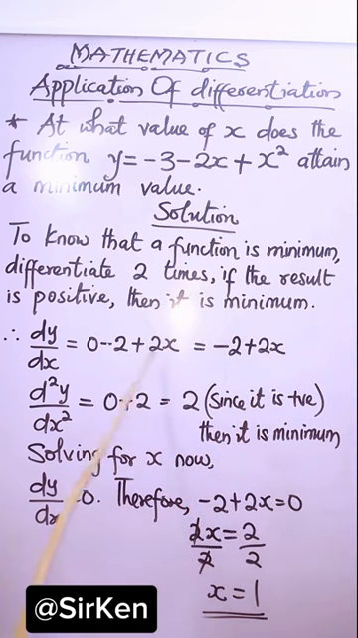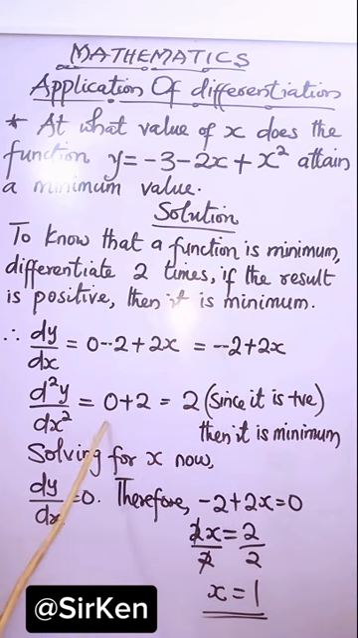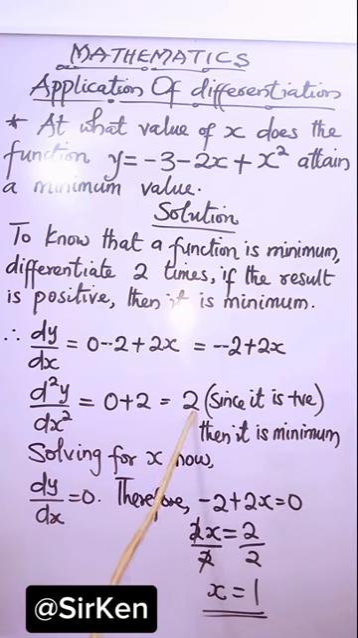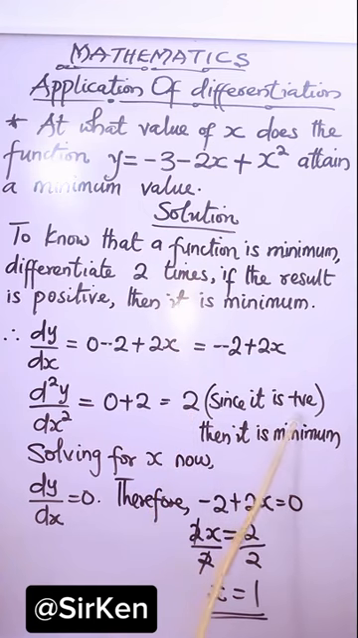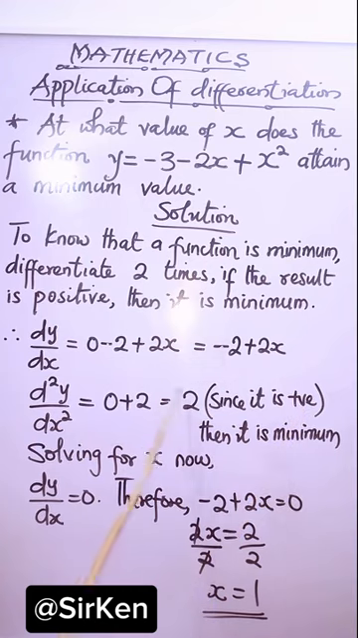But this is not what we are looking for. They said we should differentiate it 2 times. So this result you've gotten already, you will differentiate it again. That's d squared y over dx squared. If you differentiate minus 2, a constant, you are going to get 0. And if you differentiate plus 2x, you are going to get 2. So 0 plus 2 is 2. It's obvious that the result we are getting is positive.